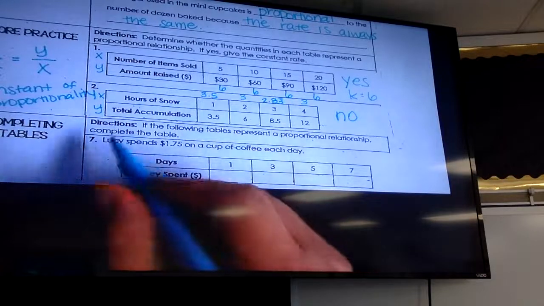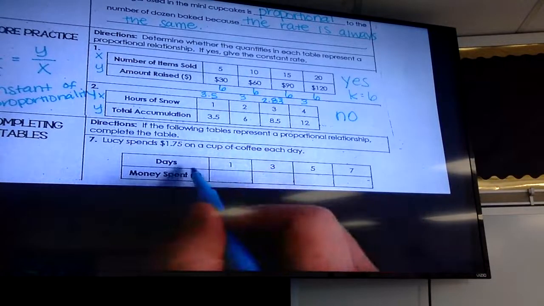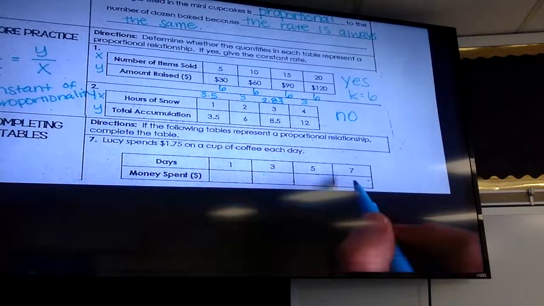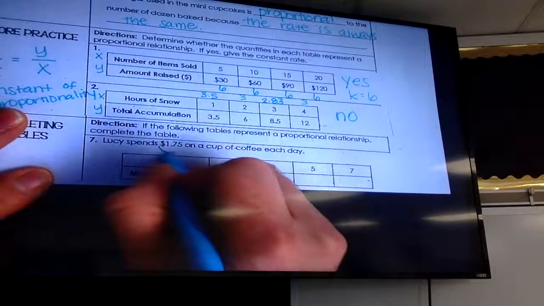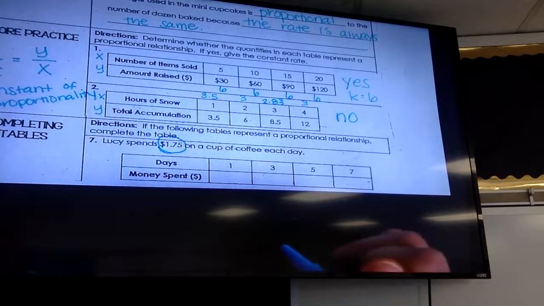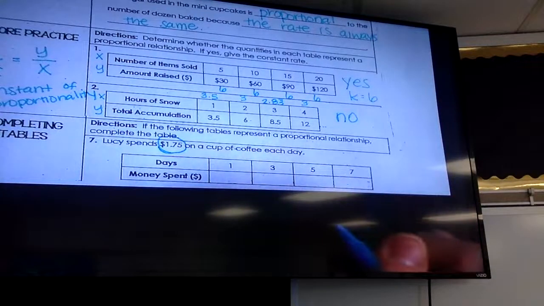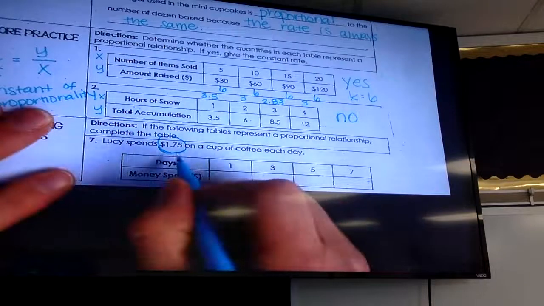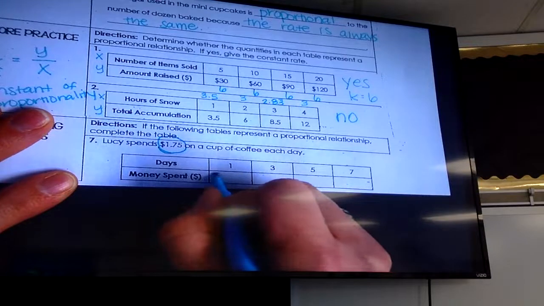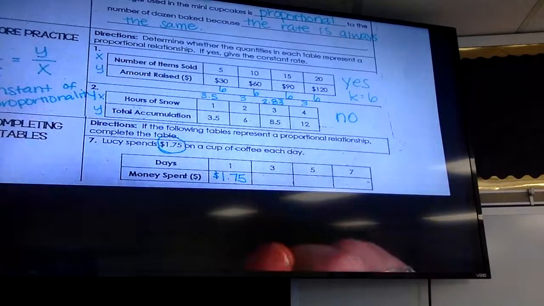Complete the table. Lucy spends $1.75 on a cup of coffee each day. So here's the number of days she buys her cups of coffee. We're going to figure out the total amount she spent. So the number that's given to you is going to be your constant of proportionality, because I told you right here, this table represents a proportional relationship. So I'm going to say, okay, $1.75 per cup of coffee. So 1 cup of coffee would cost $1.75, or 1 day, $1.75.